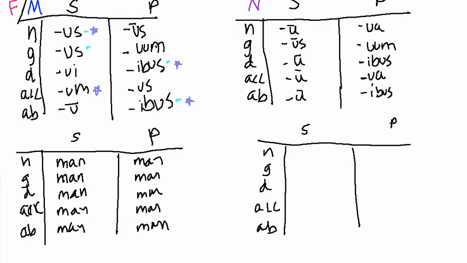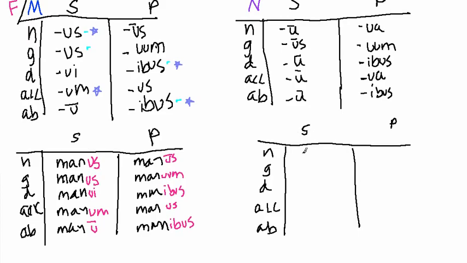Okay, so then after that, you're just going to go ahead and tack on your endings. And if you look above, you'll see it's us, us, ui, um, us, us, ibus, uum, ibus. Okay, there you have it. That's the feminine noun declension.